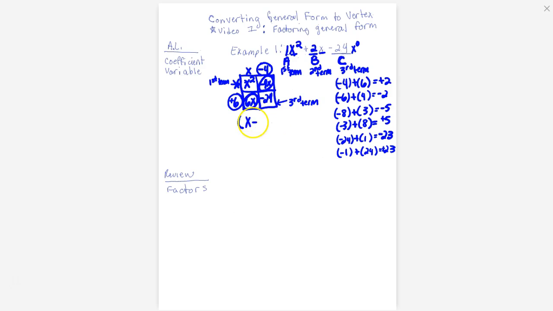All right, so the way we would write this in factored form would be x minus 4, which you can see at the top here, x minus 4. And then the other side of our area model, which is x plus 6. So this is the factored form of x squared plus 2x minus 24. Now let's write down the steps that we did to do this.